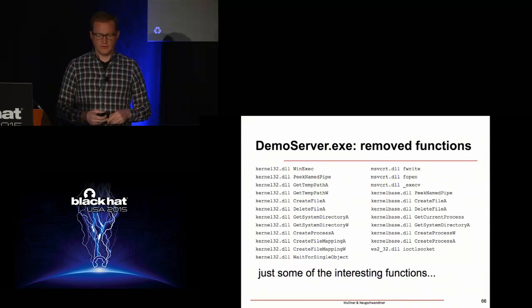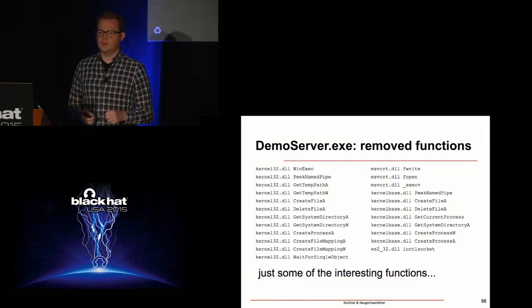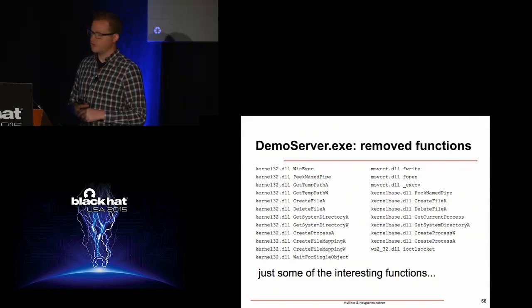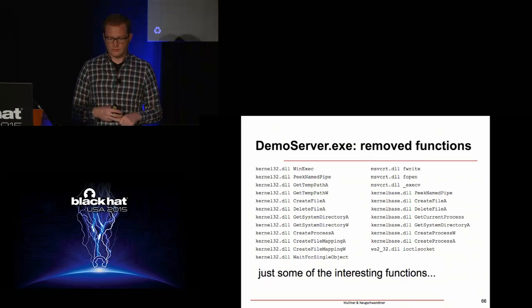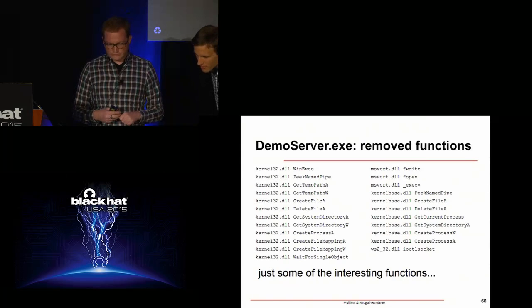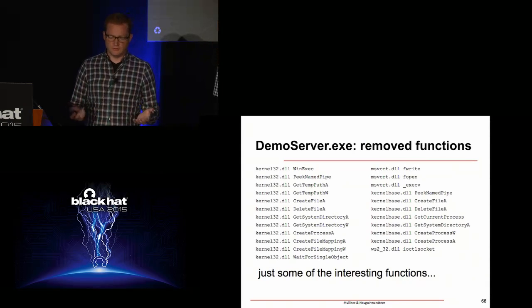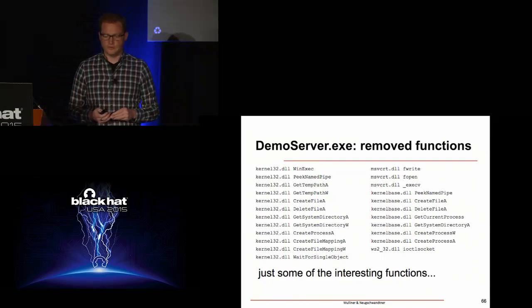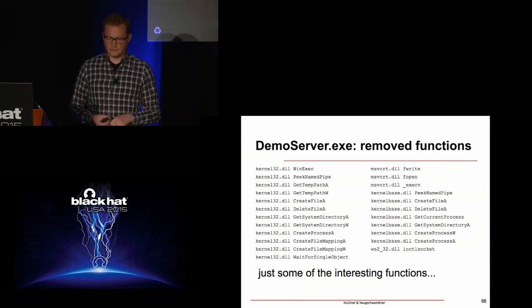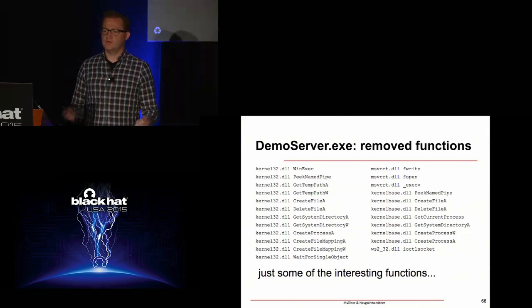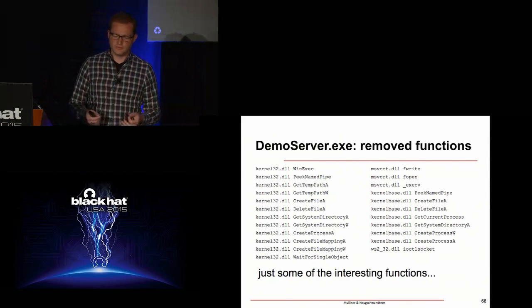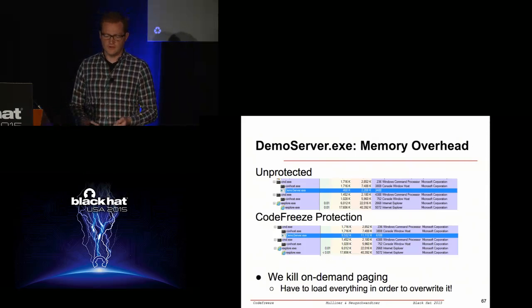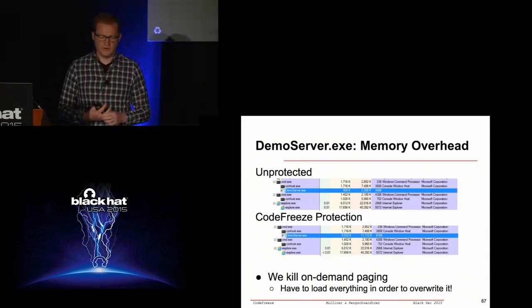And here's an overview of some of the more interesting functions that were stripped. On top is winexec and other process creation functionality. There's a bunch of other stuff as well. For example, our web server doesn't write a log file, so something like create file is not there anymore.